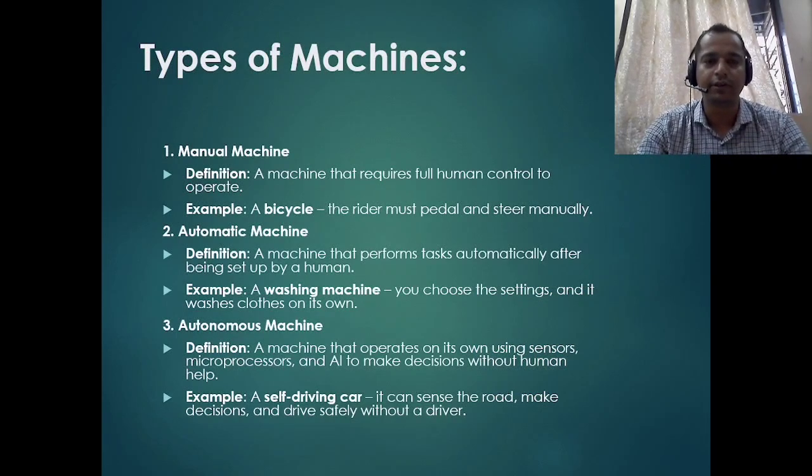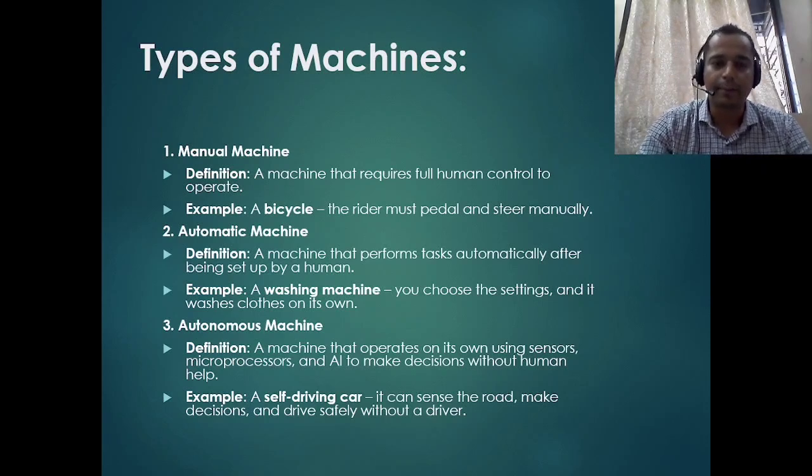First machine is a manual machine. In this, the machine requires full control of a human. So basically the human needs to control the machine. A bicycle would be an example of a manual machine, where the rider is pedaling and steering and controlling the bicycle.